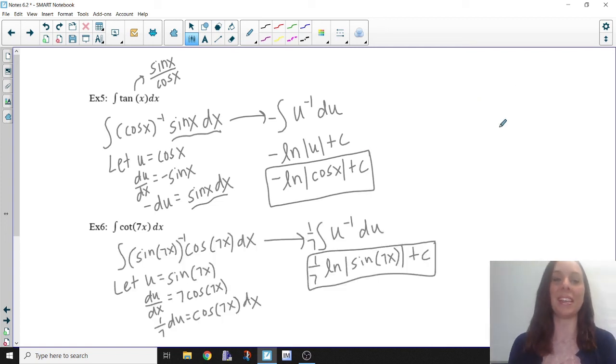Okay, here is the answer to example 6. The one thing that I want to mention is after you let u equal sine of 7x, the derivative of sine of 7x actually involves a little bit of chain rule itself. That's where this extra 7 is coming from. It's cosine of 7x times 7, because the derivative of 7x is 7. You don't see that extra 7 up here, so you have to move it to the du side as a 1/7. Final answer is 1/7 times the ln of the absolute value of sine of 7x plus c.